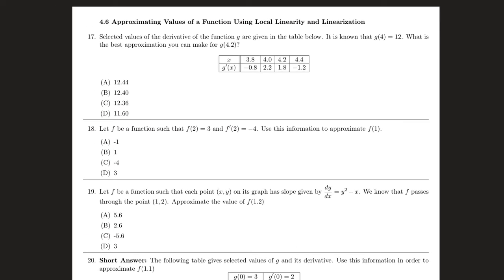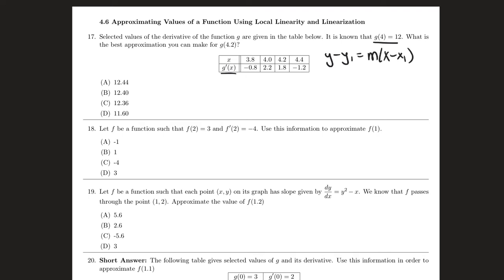All right, 4.6, we didn't practice much in class, but there's only like one thing to know, and that's basically you can approximate a function using a tangent line. So for all these ones, you're going to create your tangent line and then plug in the value you want to approximate. All right, so here we're given that g of 4 equals 12, and we're given some specific values of g prime. So to make our tangent line, we do y minus y1 equals m times x minus x1.